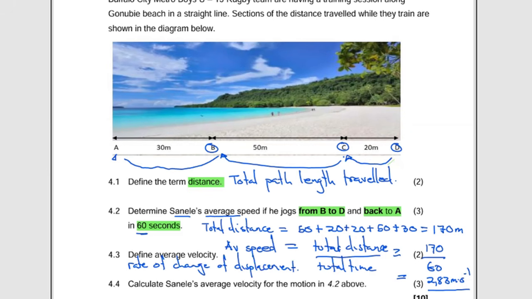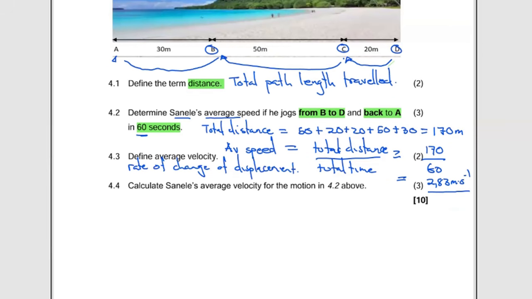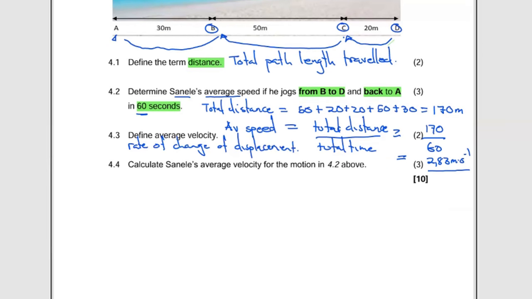Then we proceed to 4.4, which is to calculate Sanelli's average velocity in 4.2 above. So we're looking for average velocity. In terms of the average velocity, remember, we're going to say your velocity is equivalent to delta x all over change in time.